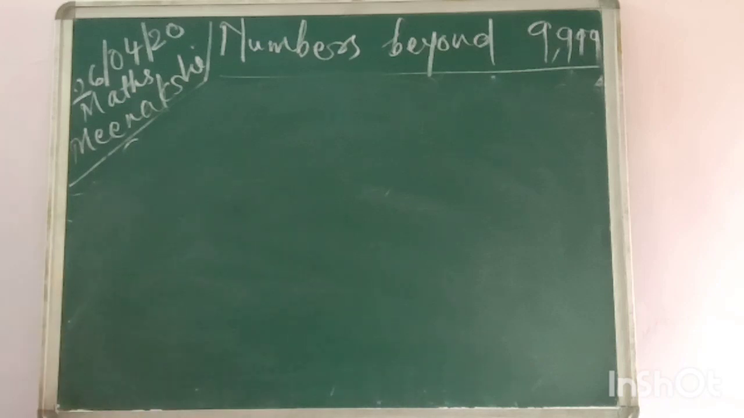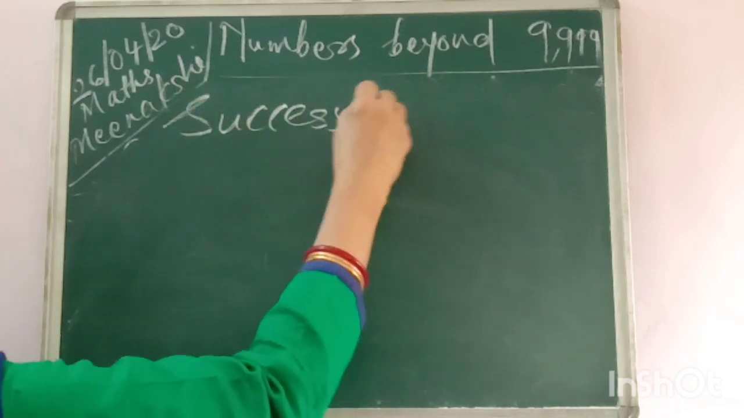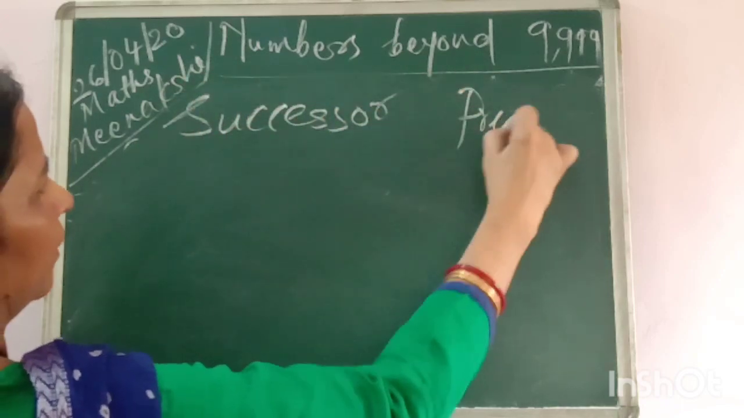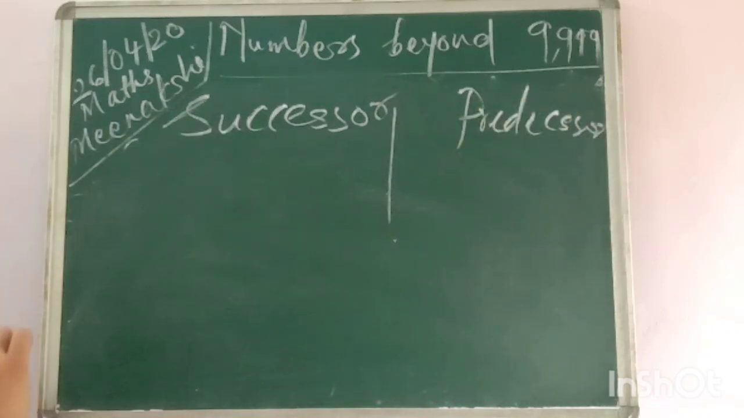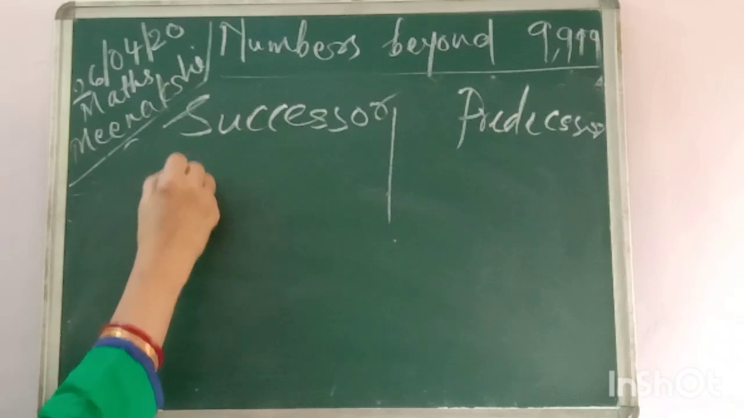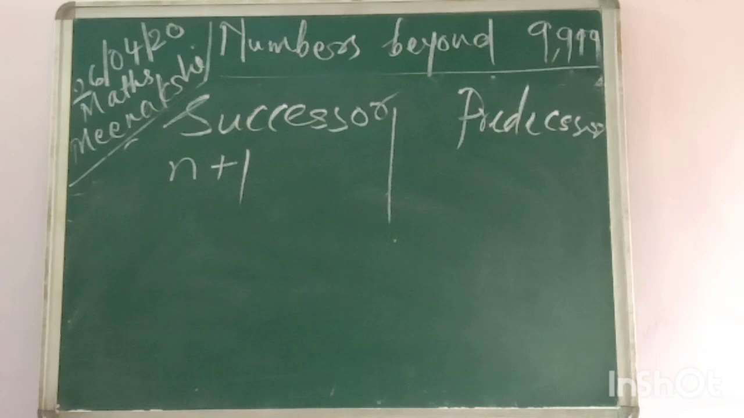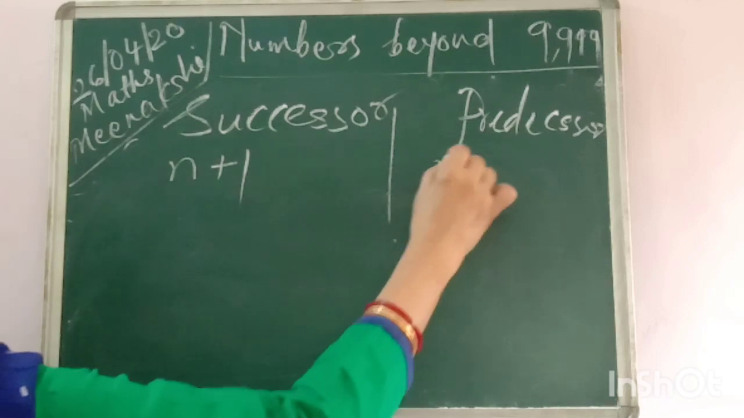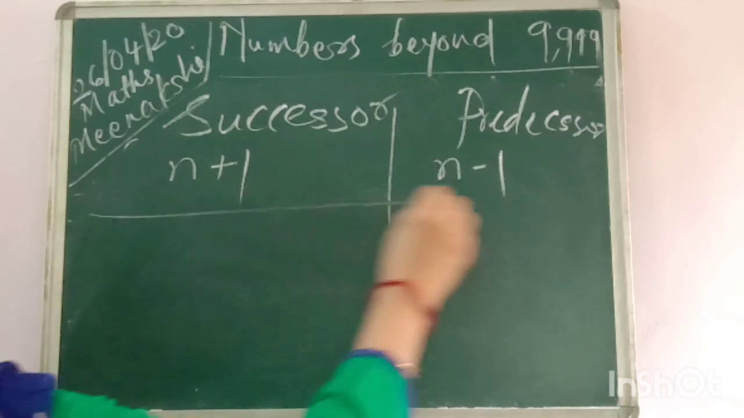Now next we'll do the successor and predecessor of a number. What are the successor and predecessor? Look here children, suppose n is your number. If you add 1 to the given number, you get the successor, and if you subtract 1 from that number, you get the predecessor. So this is the successor and predecessor of a given number.